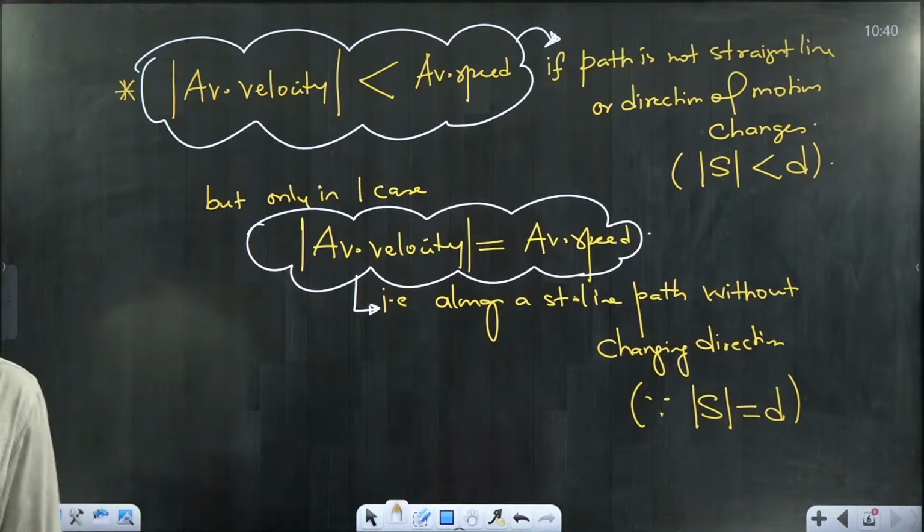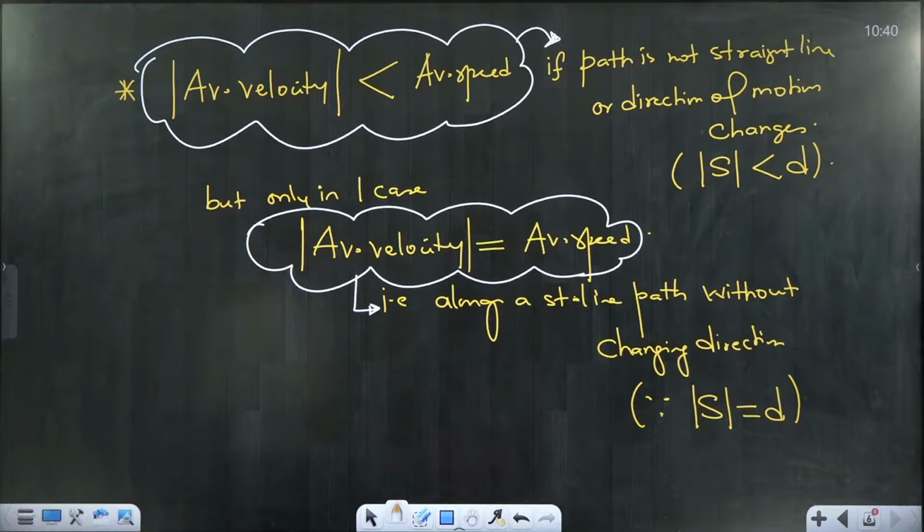Is it clear? Yes, correct. Very good. Average speed is always greater than or equal to the magnitude of average velocity. Very good. So this is the correct answer.